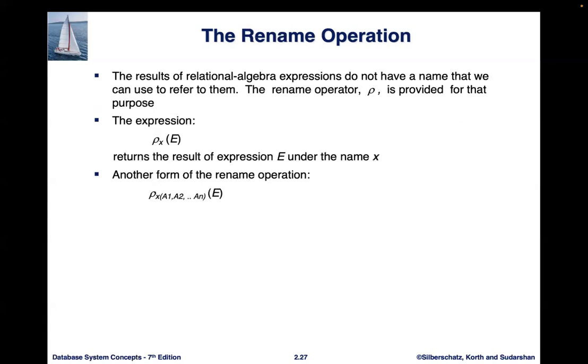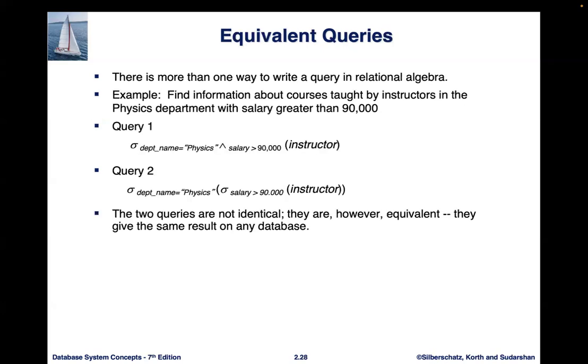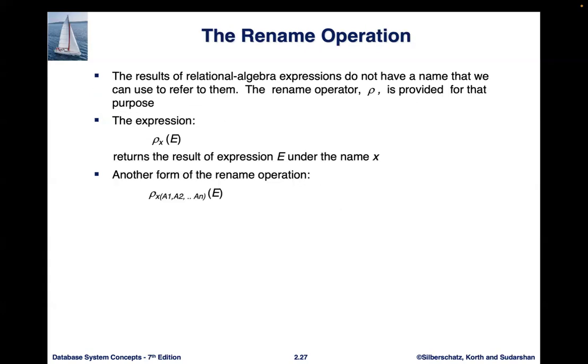We can also do rename operations. The results of relational algebra expressions do not have a name that we can use to refer to them. The rename operator rho is provided for the purpose. The expression is rho X (E), where E is the relation and X is the new name that we define. It returns the result of expression E under the name X. Another form of the rename operation is rho X (A1, A2, ...), where we name the attributes and then the relation. We select that as a rename operation.